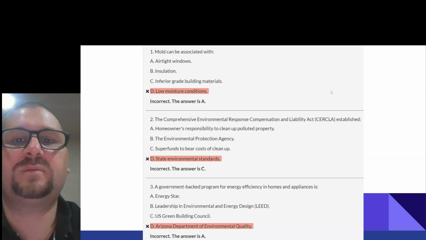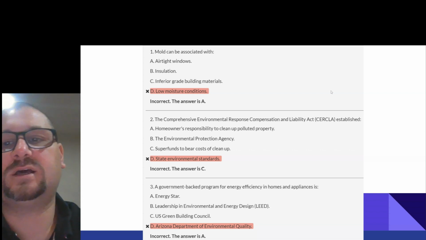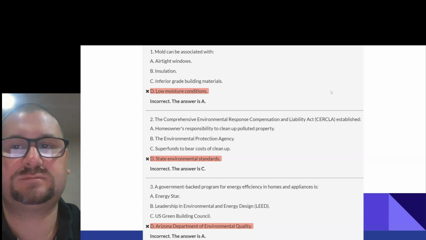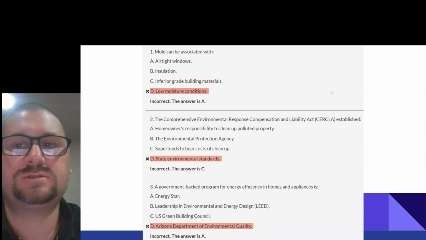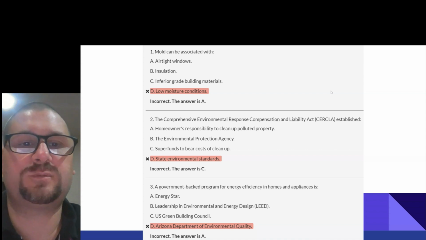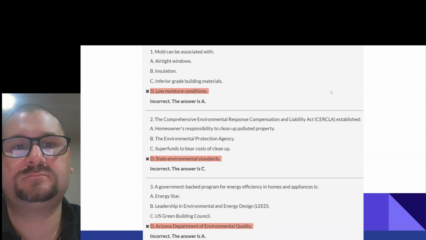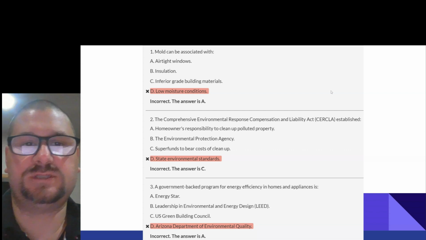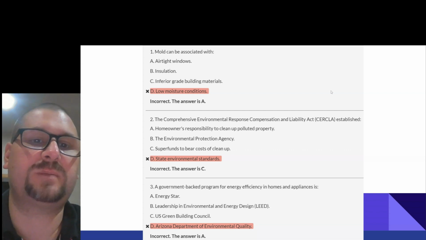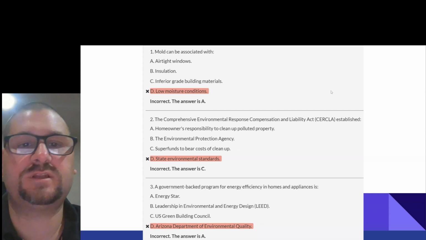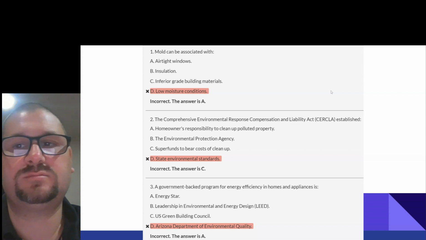The Comprehensive Environmental Response, Compensation, and Liability Act, CERCLA, established what? It established the Superfunds to bear costs of cleanup. So CERCLA established Charlie, Superfunds to bear costs of cleanup. Did CERCLA establish homeowners' responsibility to clean up polluted property? No. Environmental Protection Act, EPA? No. Superfunds to bear costs of cleanup? Yes. State environmental standards? No.